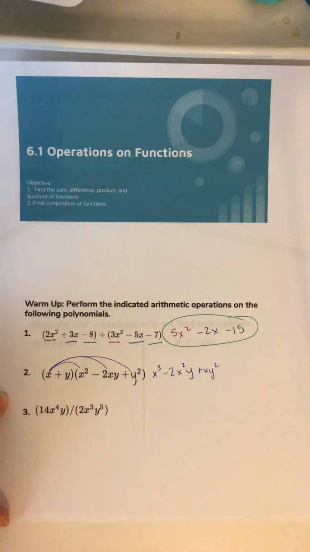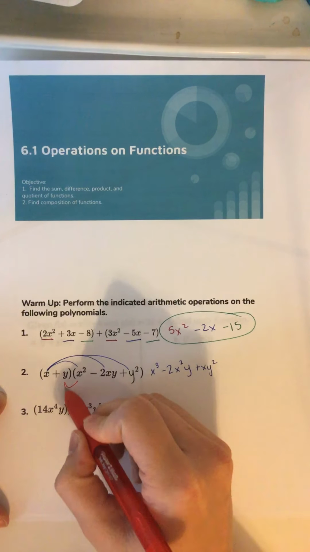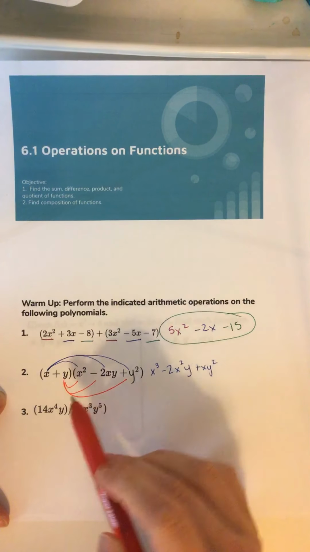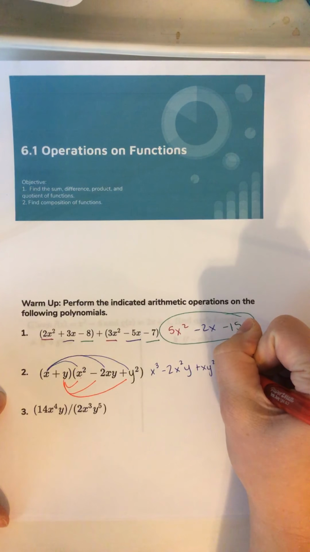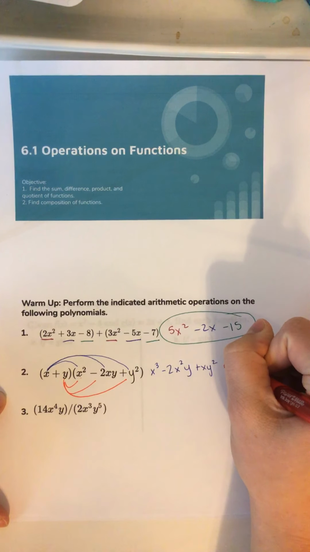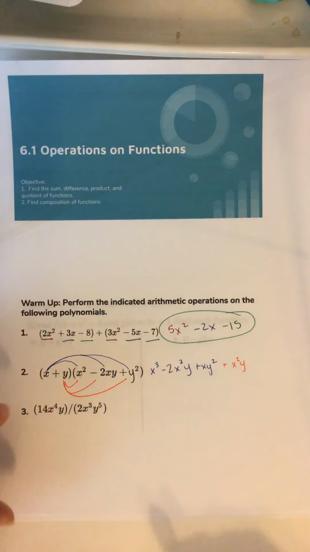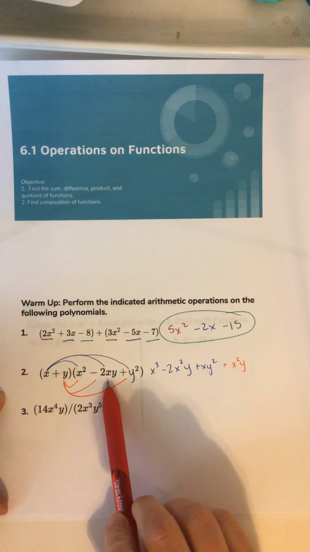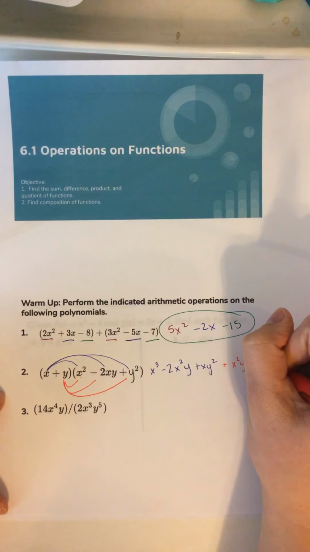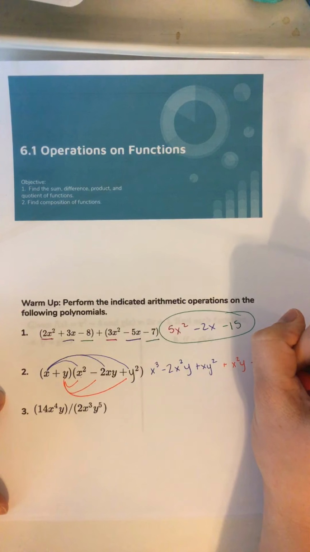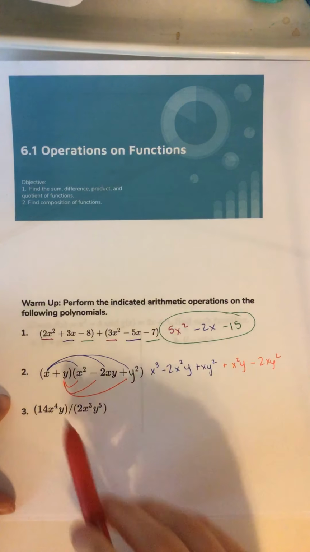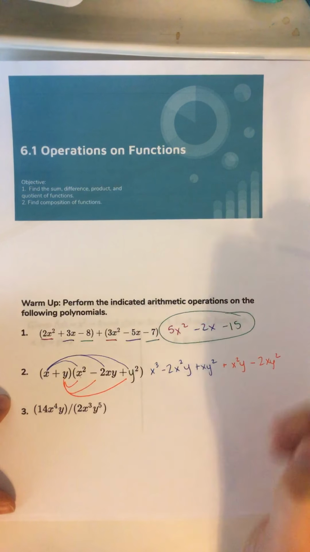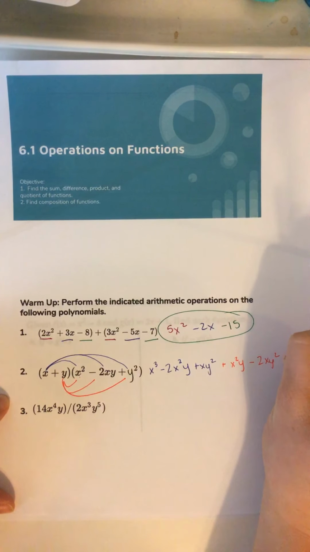And now that we've multiplied x by everything, we're going to do the same thing but with the y. y times x squared is going to be x squared y, so we keep it in order. And then y times negative 2xy is going to be minus 2xy squared. And then y times y squared is going to be our y cubed.